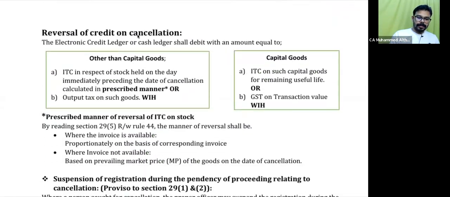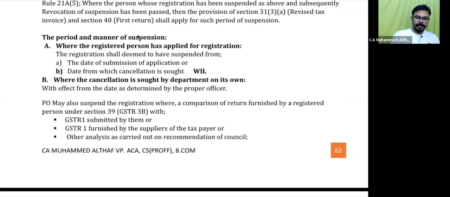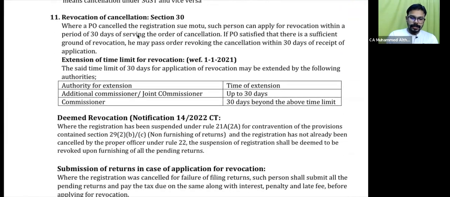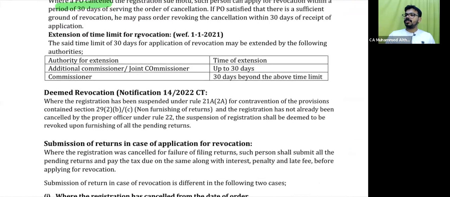See, there is something called revocation of cancellation, right? The revocation of cancellation shall be applied within 30 days. But they've extended it. After 30 days also, you can apply, but with permission of whom? If you want to apply after the 30 days got over, then you have to get approval from the additional commissioner or joint commissioner for another 30 days. And after that, from the 61st day, for another 30 days, you have to get the approval of the commissioner.